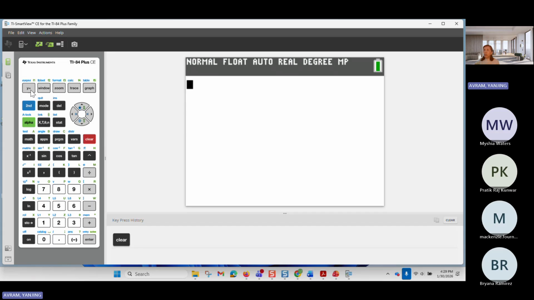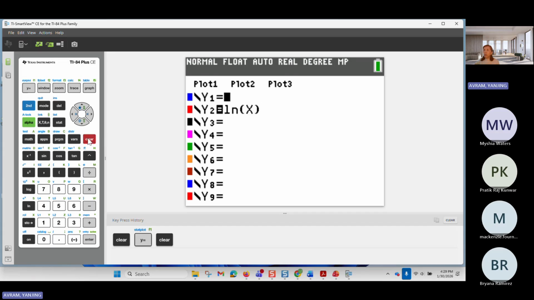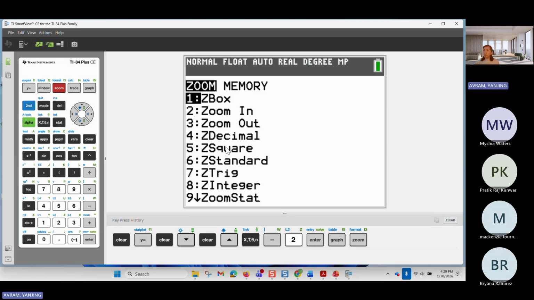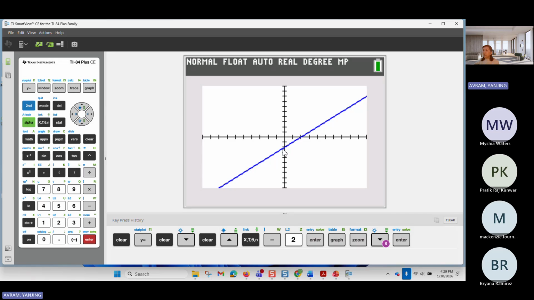So if I just go to y equals, and then I just type x minus 2, and then hit enter, and then hit graph. Now I have this graph. And if I don't like this graph, I can zoom to standard, zoom to number 6. I can zoom to standard, and then this looks a little bit prettier.